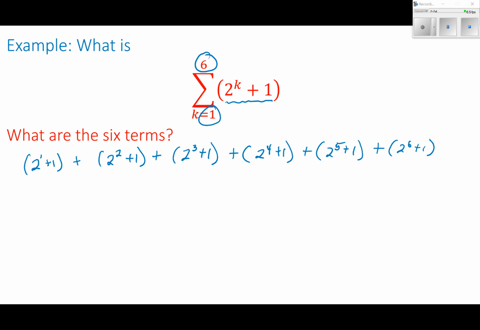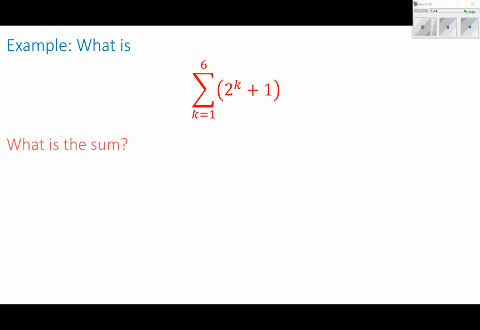So for each of these, I could work it out. 2 to the first plus 1, that's just 3. 2 squared is 4, so that's 5, plus 9, plus 17, plus 33, plus 65. When I work all this out, I'm going to end up with 132. Okay, so the first six terms: 3, 5, 9, 17, 33, 65. The big E tells me that I'm doing a sum, and so it's going to add up to be 132.